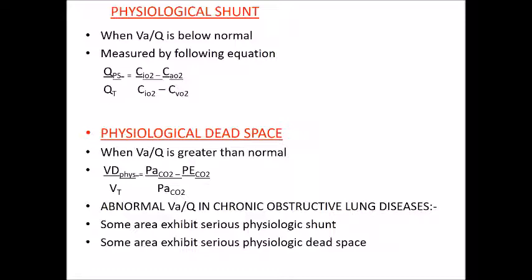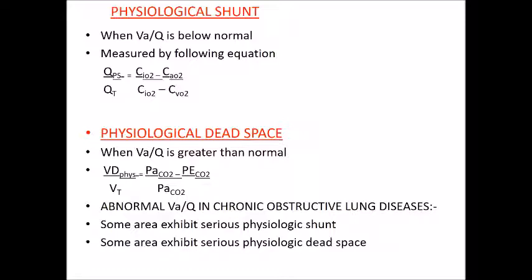Now second is physiological dead space. When the ventilation perfusion ratio is greater than normal, the air is there but not enough blood is there. So some part of the air is wasted here, and wasting of the air is called dead space. So this is physiological dead space. Now you can see the equation to calculate physiological dead space.